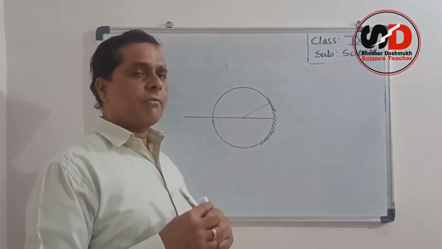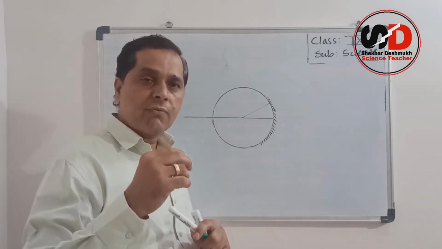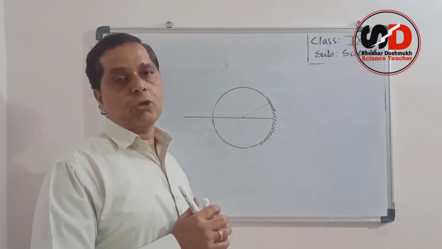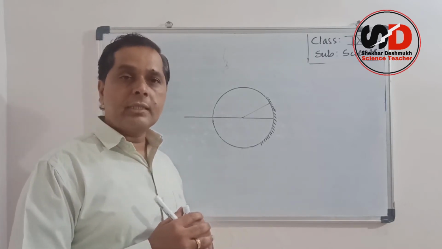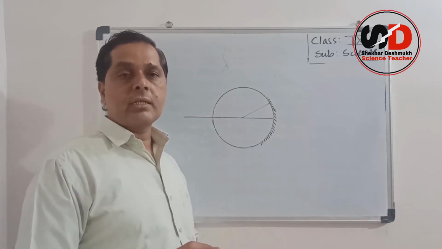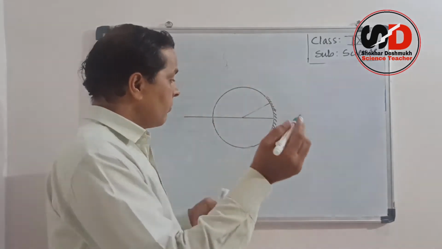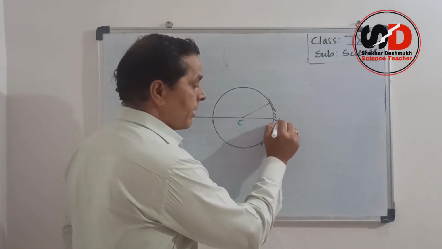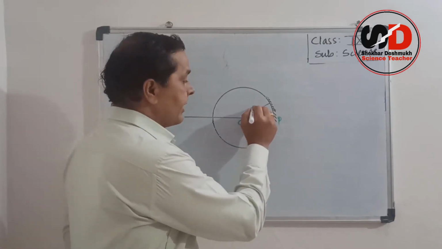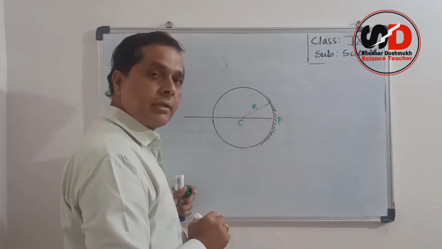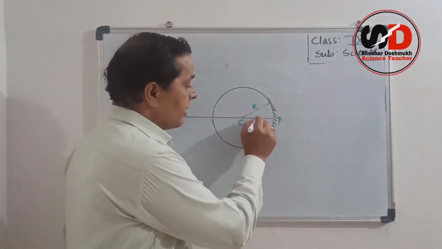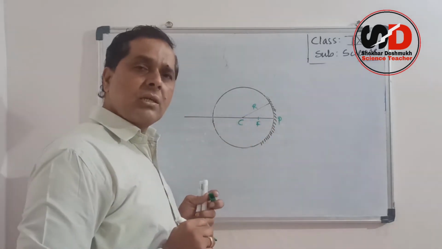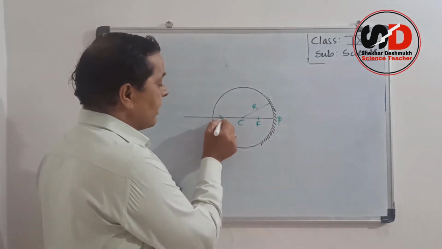What is center of curvature? What is focus of a concave mirror? What is pole P of a concave mirror? What is radius of curvature? So we can easily see here center of curvature C, pole P, radius of curvature, then here must be focus, and this must be the principal axis.